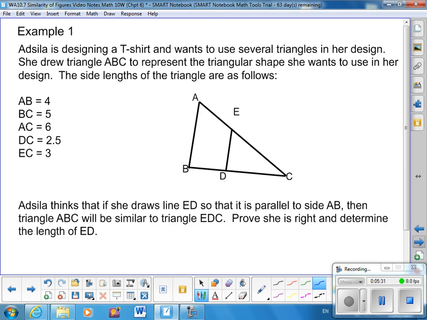Adilcia is designing a t-shirt and wants to use several triangles in her design. She drew the triangles A, B, C to represent the triangular shape she wants to use in her design. The side lengths of the triangles are shown.